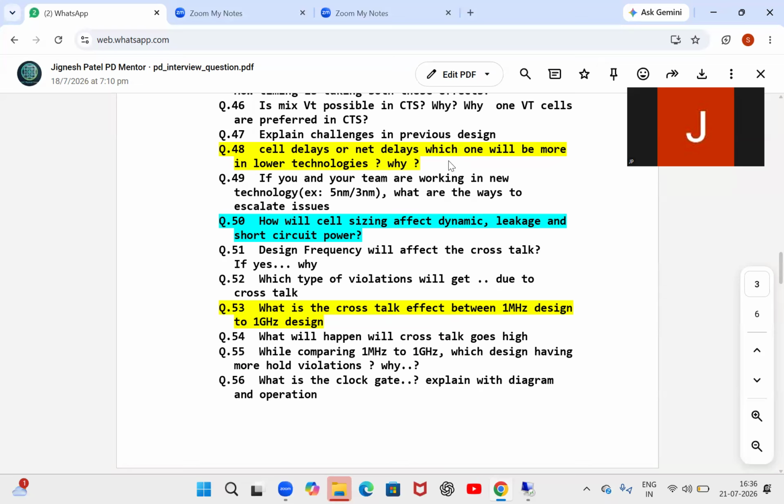Okay. Yeah, now this 55th question, I think you should know it. What should be the answer? Which design has more boundaries? It doesn't depend upon the clock period only. Okay, so will the OCV variation be the same or different? The same. Right, 90% of the answer is correct.